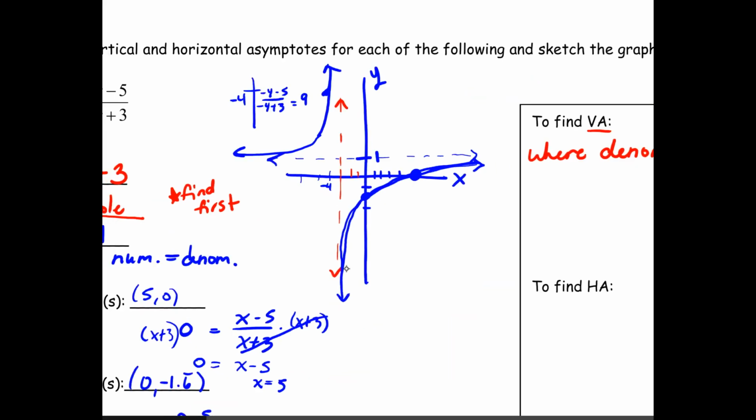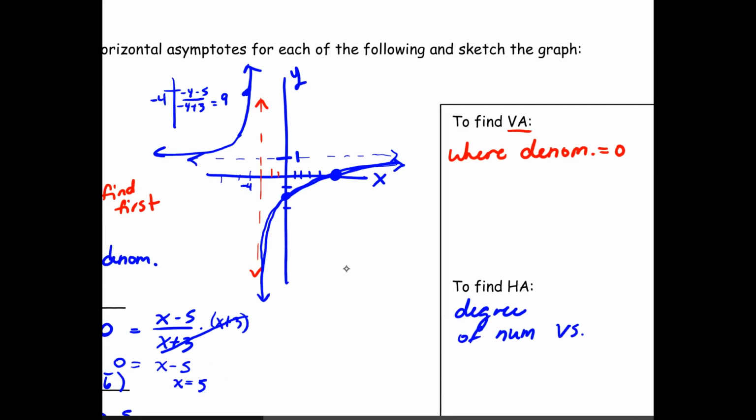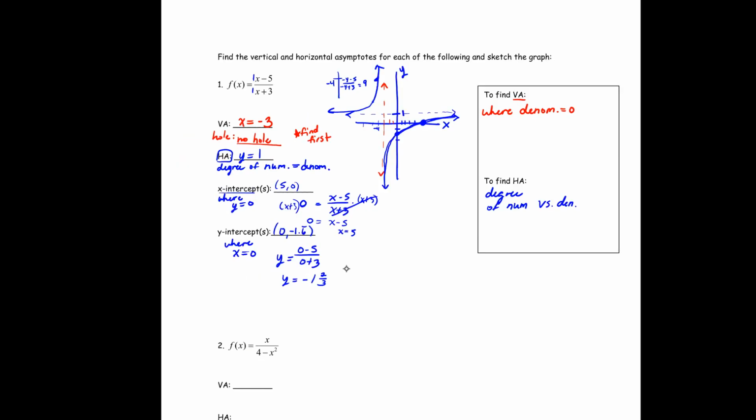So how do you find horizontal asymptotes? Again, it comes from the degree of the numerator versus the denominator. Okay, I'd like you with your partner to just fill in the blanks. Fill in the vertical asymptote, the horizontal asymptote, the x and the y-intercept.